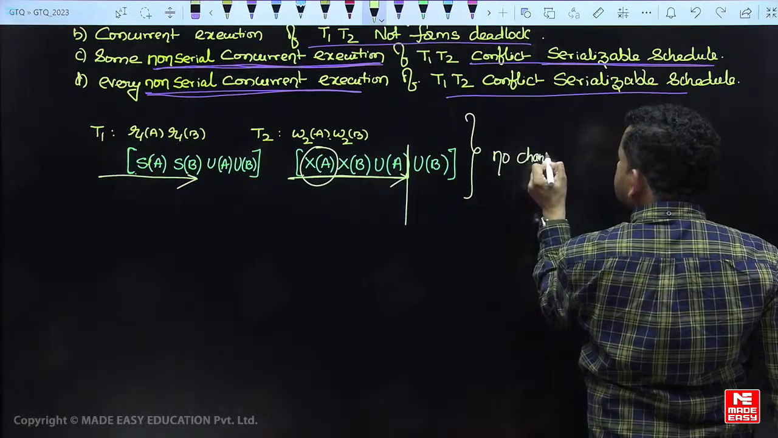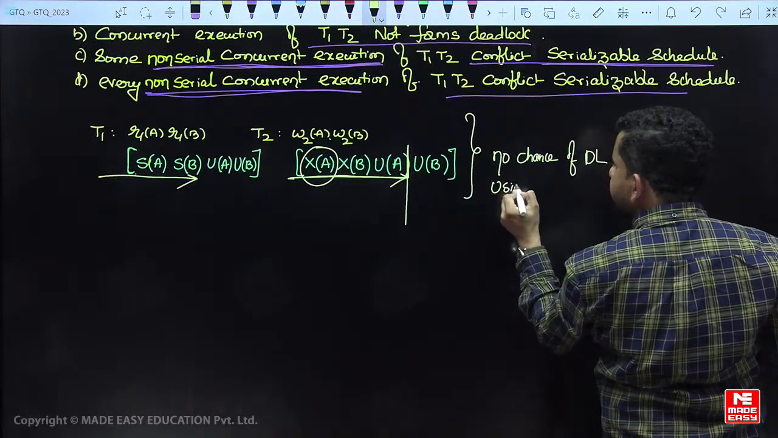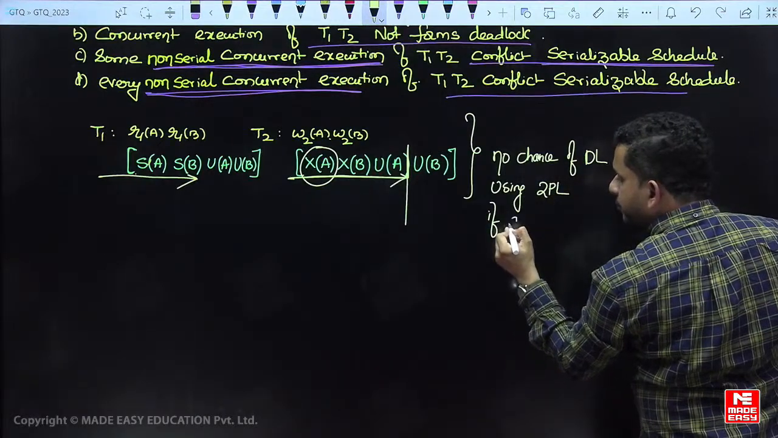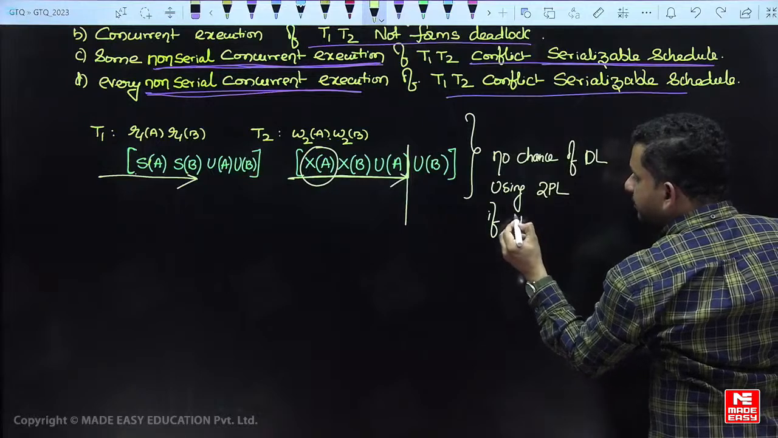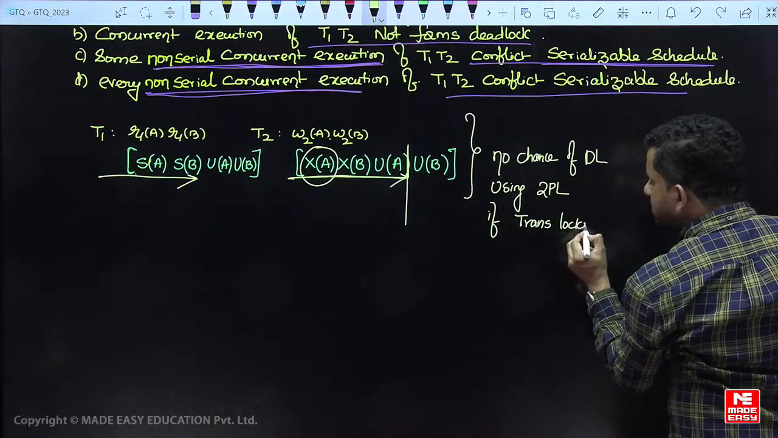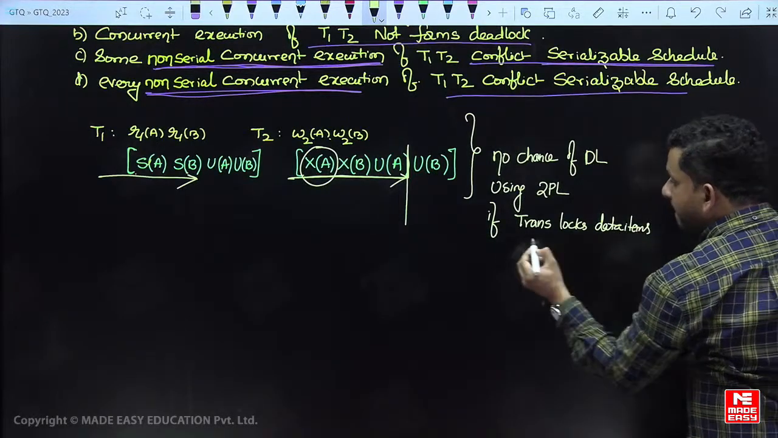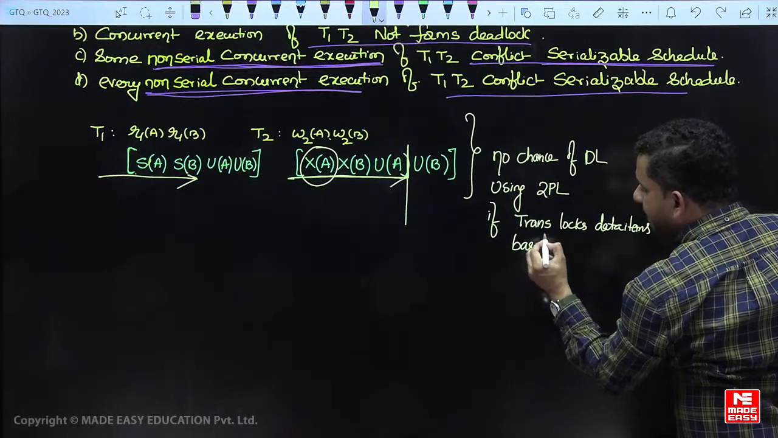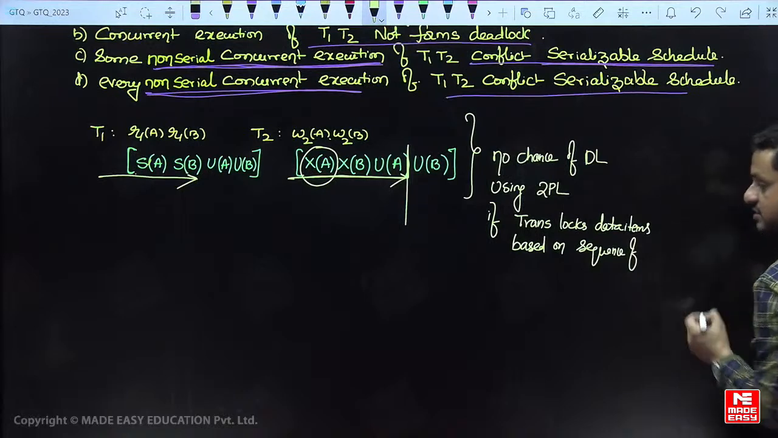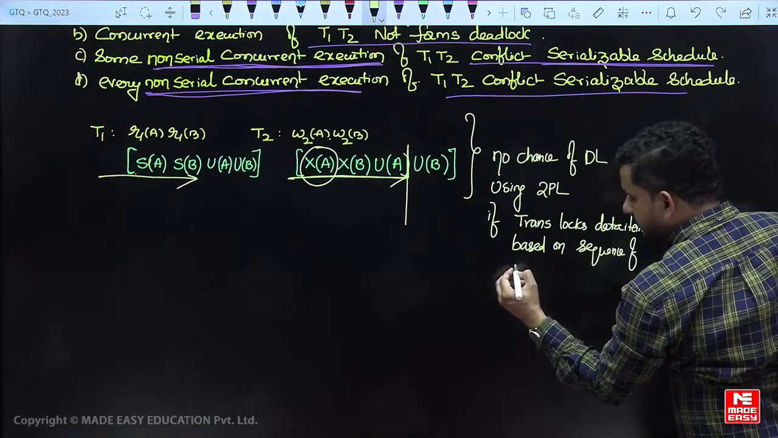Okay, there is no chance of deadlock using 2PL if the transaction locks the data items in the same sequence order. The transaction locks data items based on the sequence of data item addresses, meaning the same order.